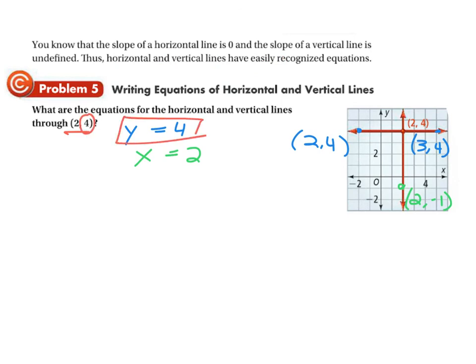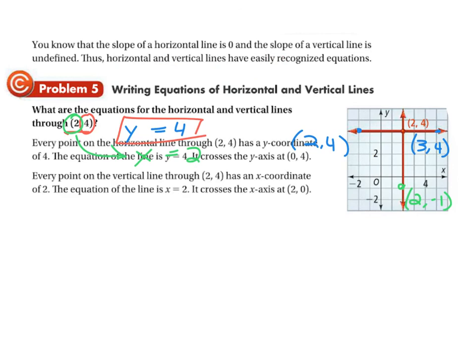Okay. Perfectly vertical lines cross the x-axis. Perfectly vertical lines will have an equation of x equals something. And it depends on what that x-coordinate is in the point that you're given. The x-coordinate that they gave us is 2. So you're going to have an x equals 2 equation. Okay. And you can see their explanation here. I'm sorry that I've written all over it.